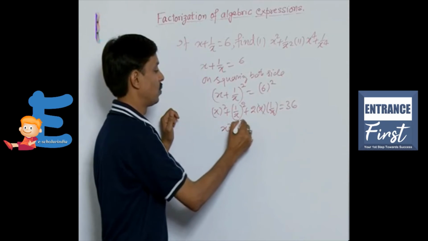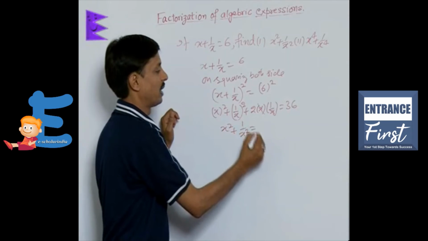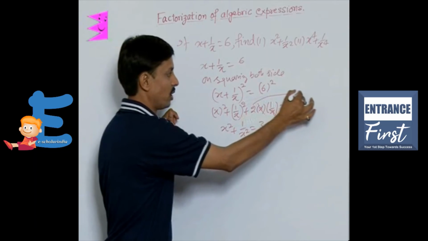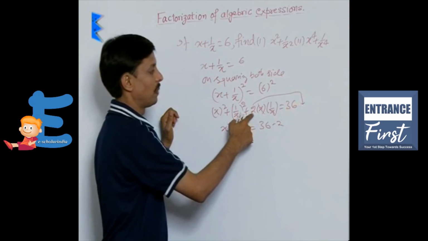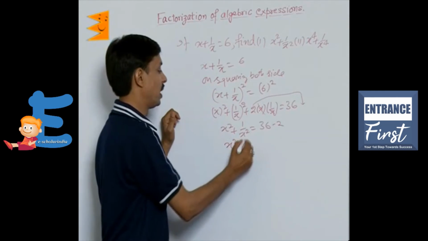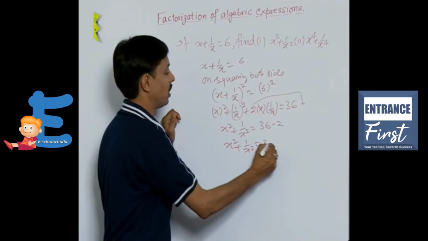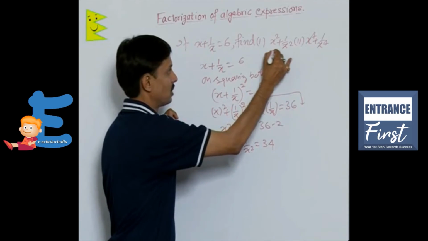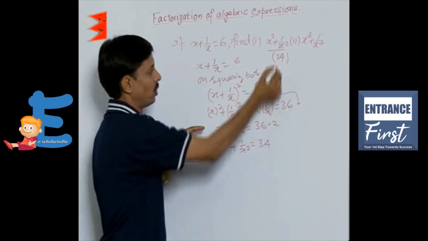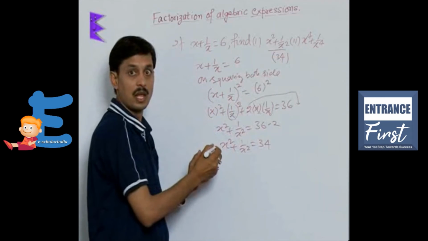This becomes x square plus 1 upon x square is equal to 36 minus 2. This 2 is shifted here, so it becomes minus 2. This becomes x square plus 1 upon x square is equal to 34. So the answer of the first part is 34. You can verify.